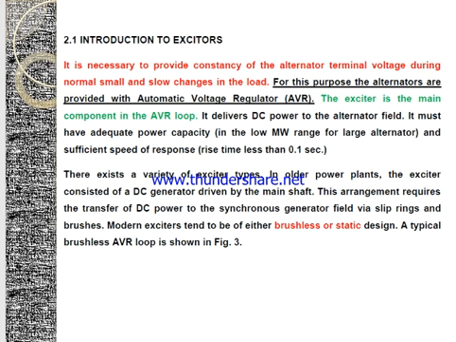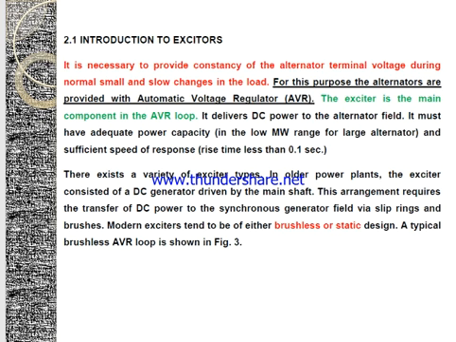So, first let us initially start with the exciters. The exciters are necessary in order to provide constancy of the alternator's terminal voltage during normal, slow and small changes to the load variations. For this purpose, the alternators are provided with an automatic voltage regulator. The exciter is the main component in the AVR loop. It delivers the DC power to the alternator field.